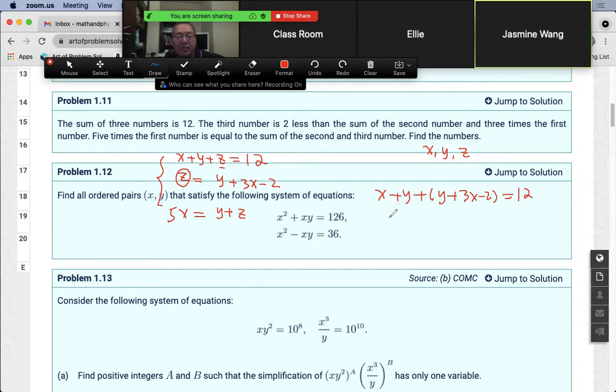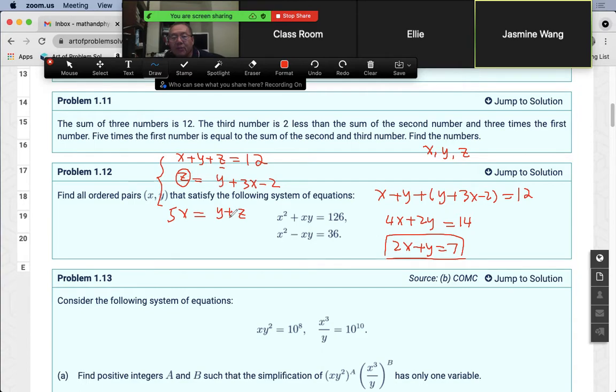So we can simplify this. You got 4x plus 2y equals 14. Both sides plus 2. Then both sides divided by 2. Got 2x plus y equals 7. So this is the first equation. After simplifying, we get this.